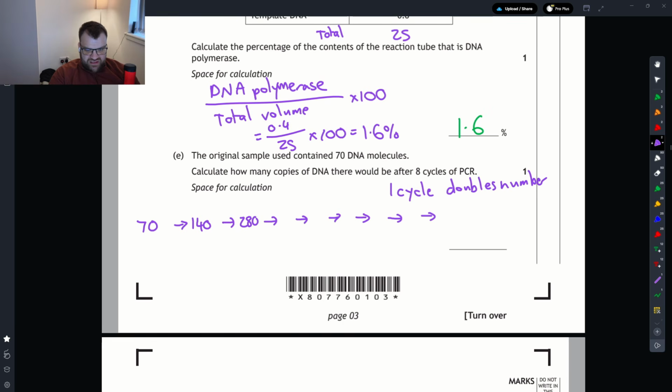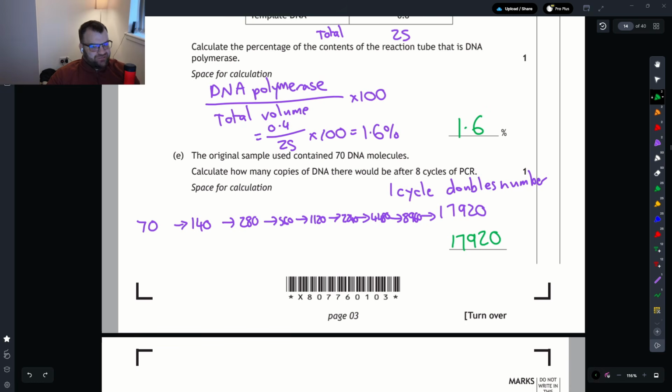140, that's going to be 280, 560, 1120, 2240, 4480, 8960, and then 17920. 17,920. There are some questions where they'll give you time, so they might say a cycle takes 5 minutes, you have this many minutes, and you need to do a bit of working out the number of cycles. This one's straightforward. Here are the number of cycles, double the original value that many times.